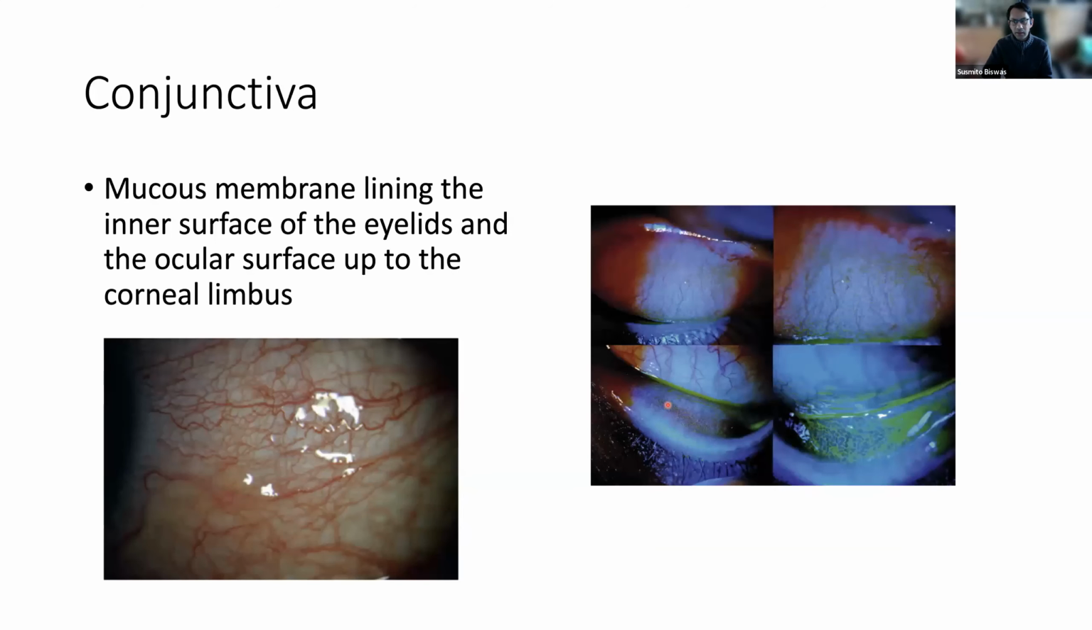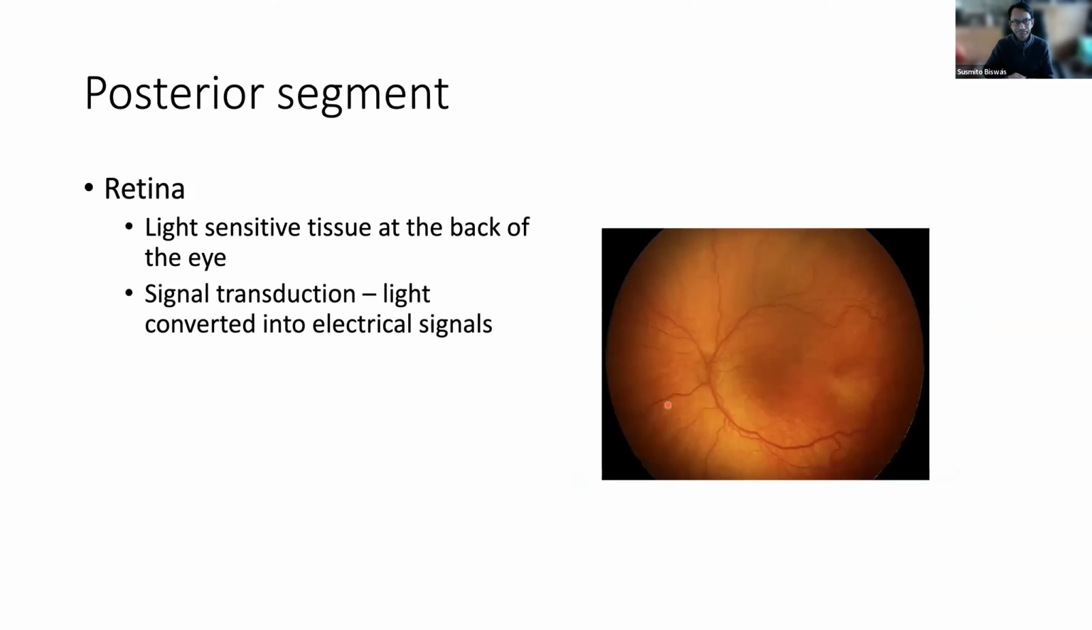And on the front of the eye, in the white of the eye, you've got a mucous membrane which keeps the surface of the eye nice and moist. This covers the white of the eye and is called the conjunctiva, and that wraps around the inner surface of the eyelids as well. So the conjunctiva is very important for keeping the surface of the eye very healthy.